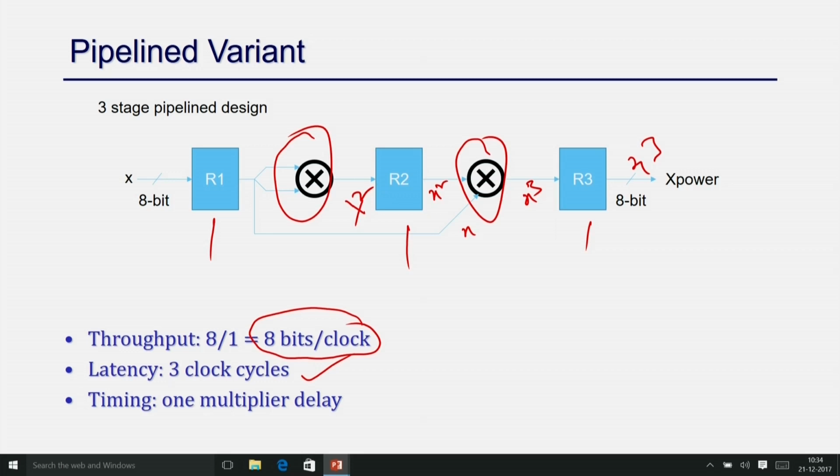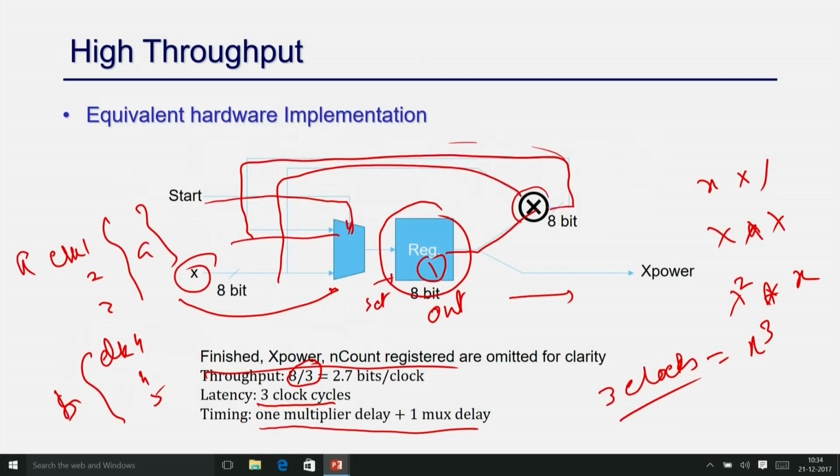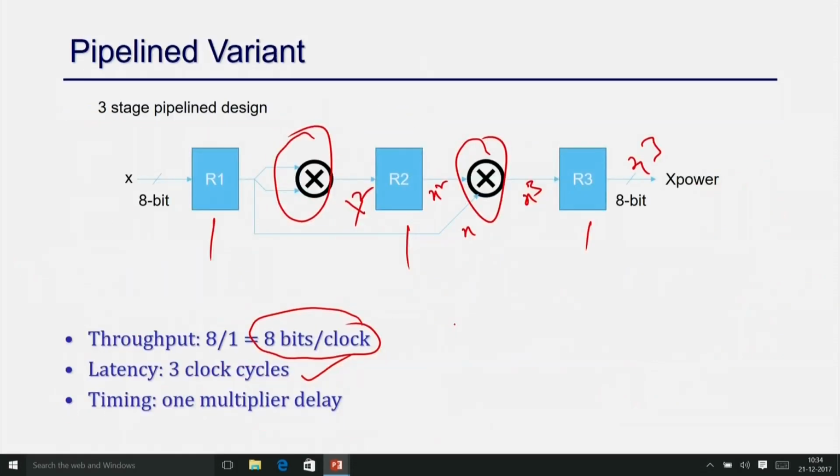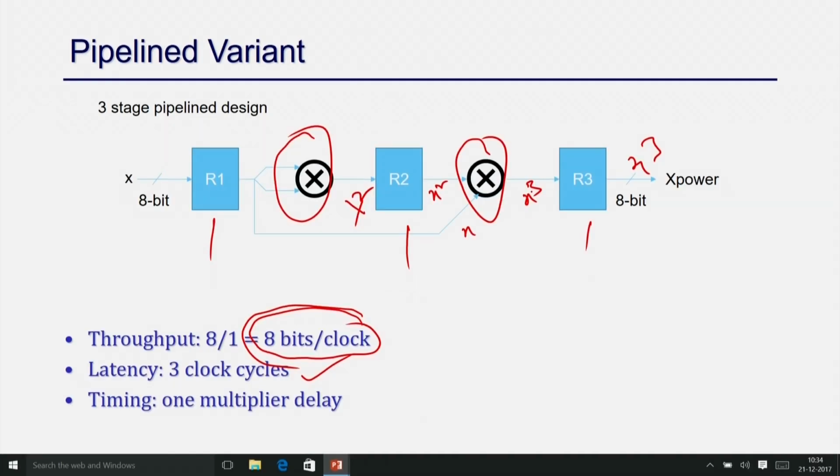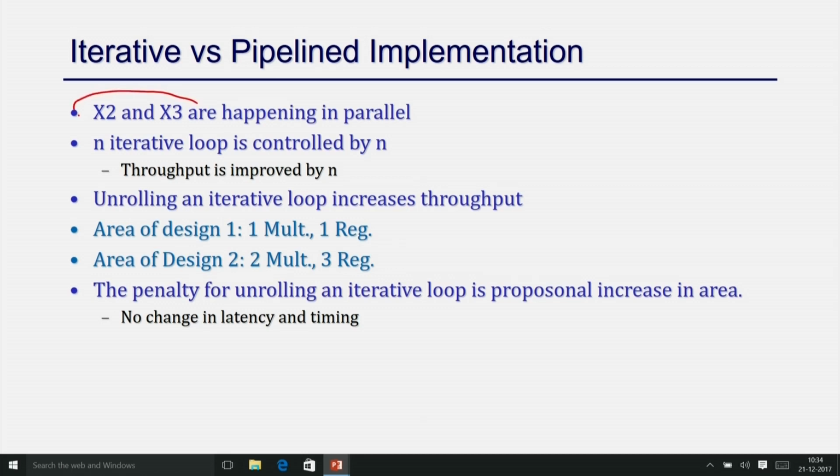So what happened here, from 2.7 bit per clock I make it 8 bit per clock. So I improve the throughput of the design by just pipelining. So pipelining is a technique which actually improves the throughput of a design, right. But here you can understand what is happening: x square and x cube calculation is coming in parallel for a given input, right.